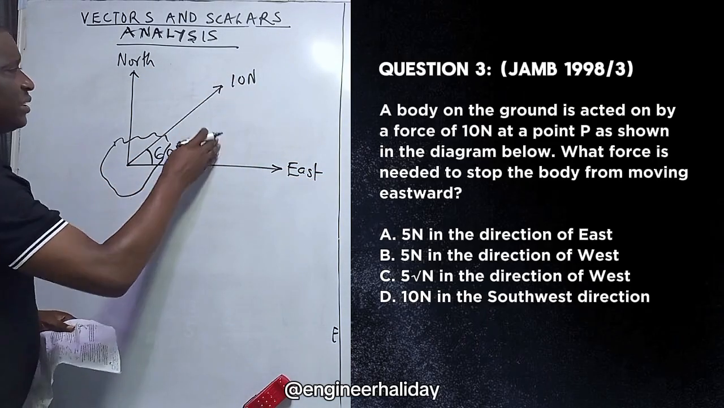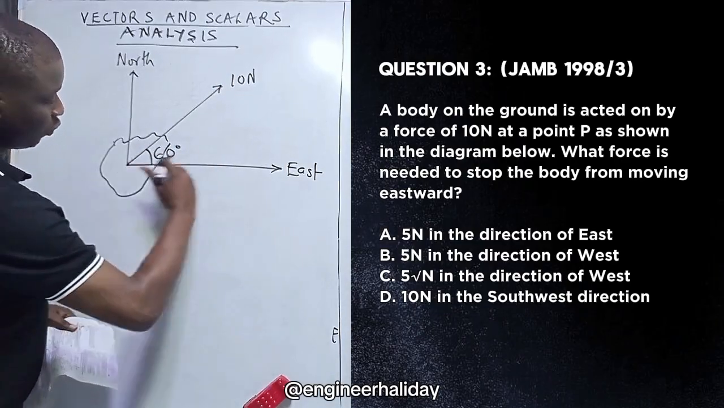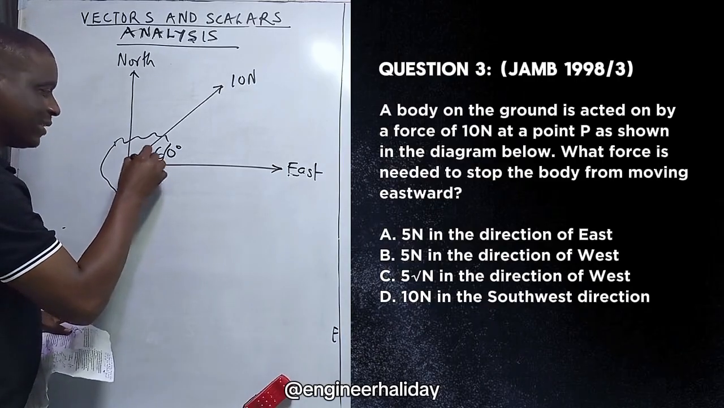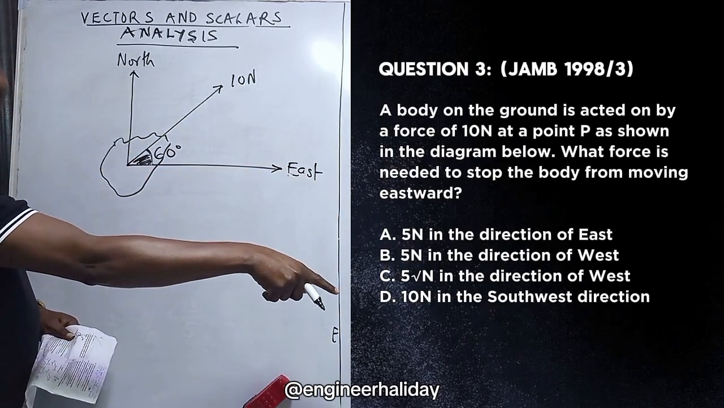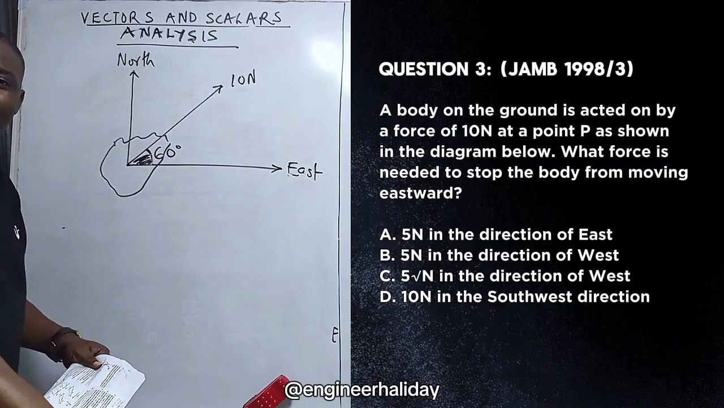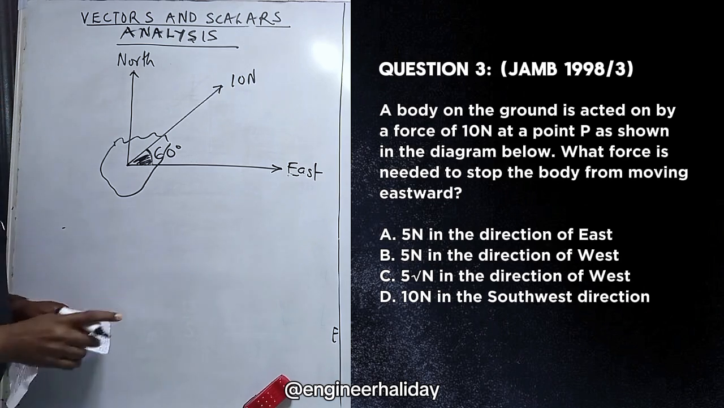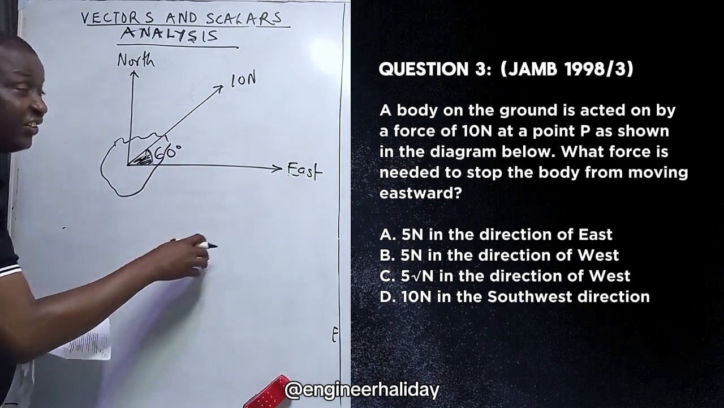So let's resolve it now. If you resolve this 10 Newton to the east, to the horizontal, don't forget the 60 degrees is lying on the east. So the east will be cos. So that is how to remember. Anywhere the angle is lying on, that direction will be cos. The other one will be sin. Now let's apply it. Let's put cos on the east.